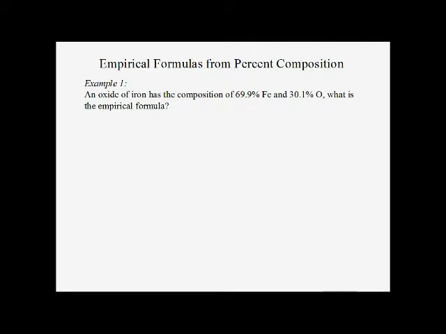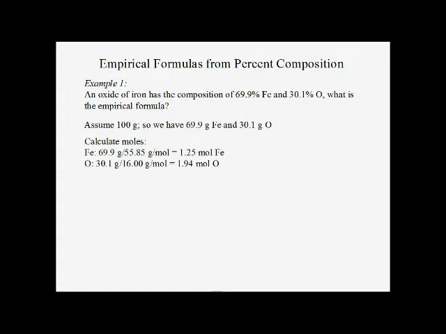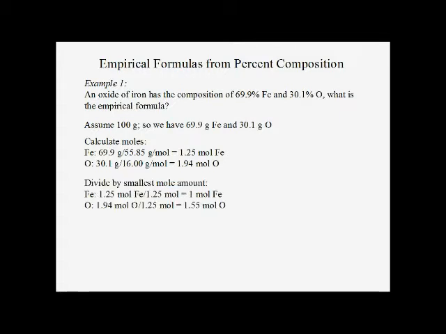So if we have a percent composition, we want to get the empirical formula. So we have 69.9% iron, 30.1% oxygen. What is the empirical formula of our iron oxide? We assume 100 grams, so we have 69.9 grams of iron, 30.1 grams of oxygen. Now we divide by our atomic masses to get the moles, so we have 1.25 moles of iron, 1.94 moles of oxygen. We divide by the smallest amount, so this will give us 1 mole for iron, but 1.55 for oxygen. So this is obviously not close to a whole number. We cannot round this to a whole number.